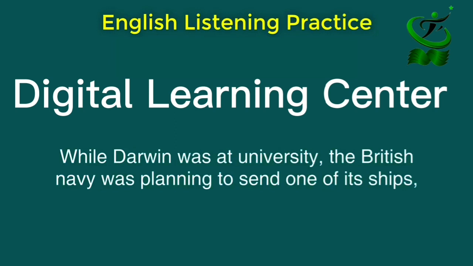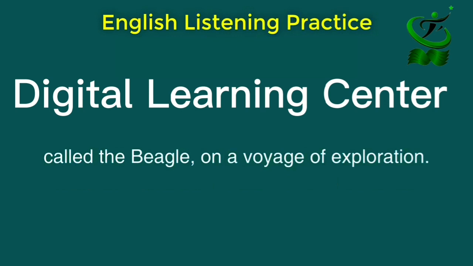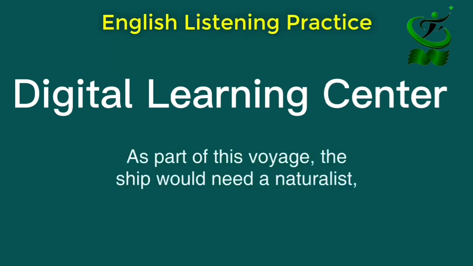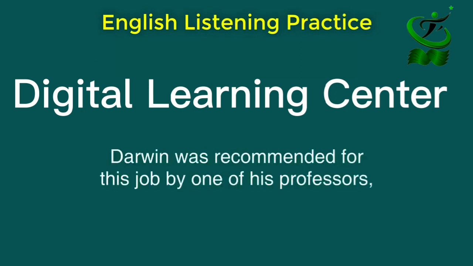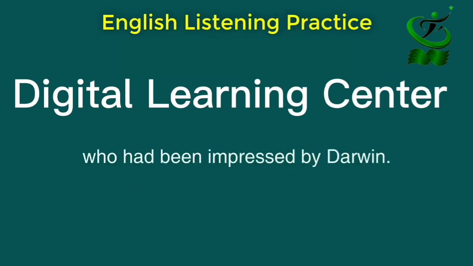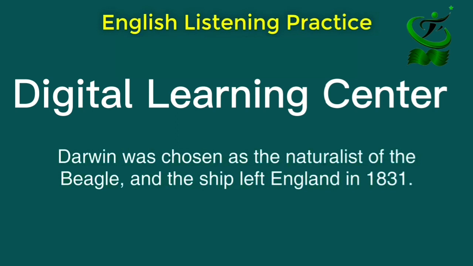While Darwin was at university, the British Navy was planning to send one of its ships, called the Beagle, on a voyage of exploration. As part of this voyage, the ship would need a naturalist who could study the various plants and animals that might be found. Darwin was recommended for this job by one of his professors who had been impressed by Darwin. Darwin was chosen as the naturalist of the Beagle, and the ship left England in 1831.